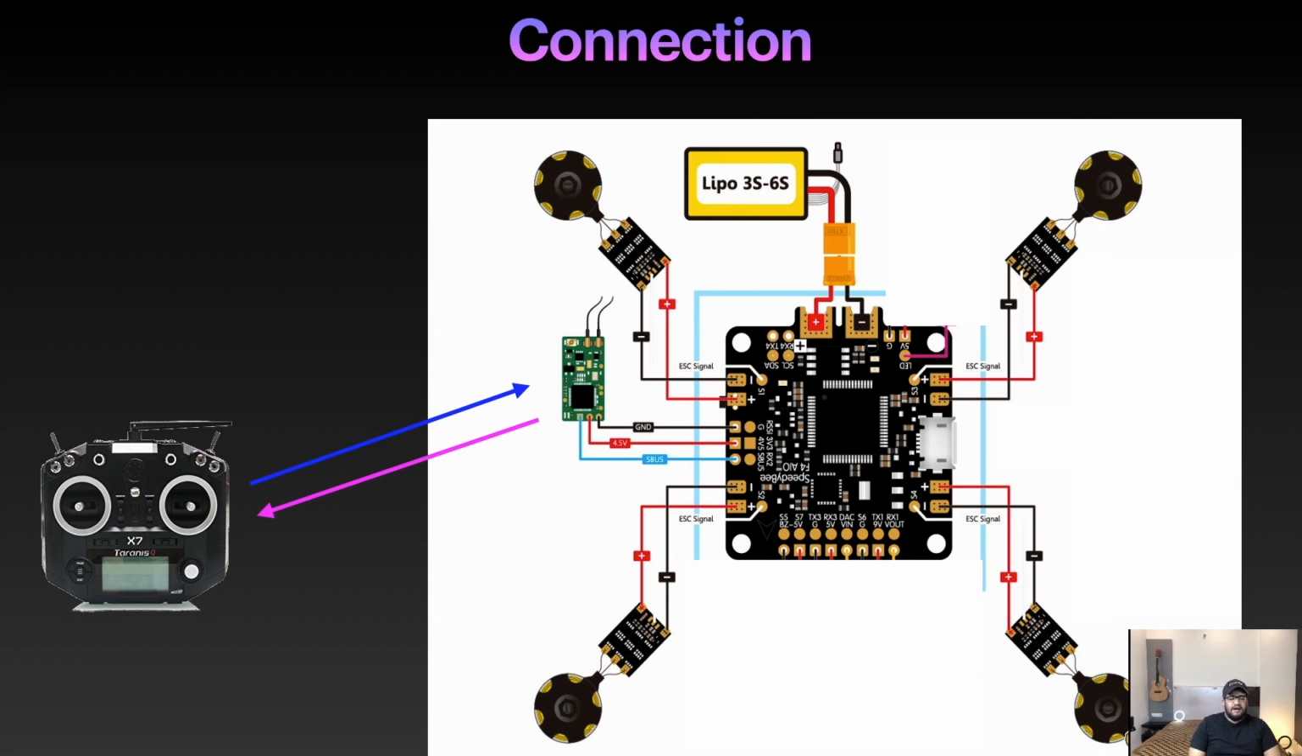And again, every ESC needs some power, so you can also see the battery in the picture as well. So this is the overall architecture diagram, or the functioning of the flight controller, in this one slide.